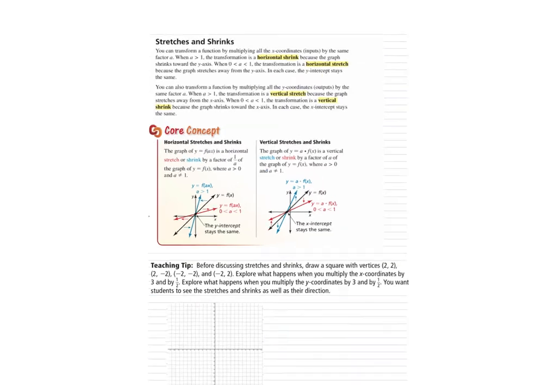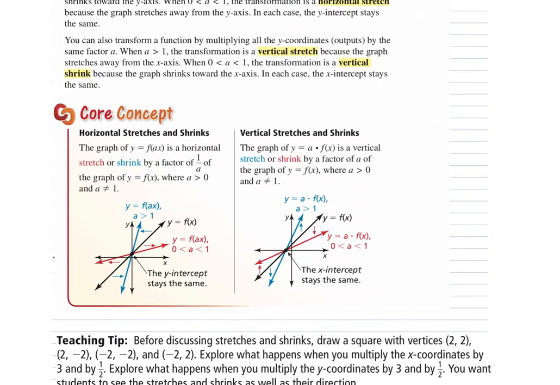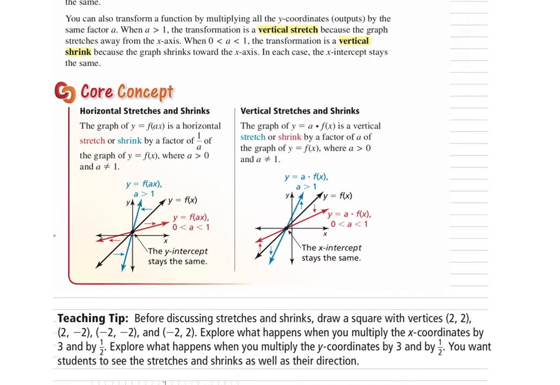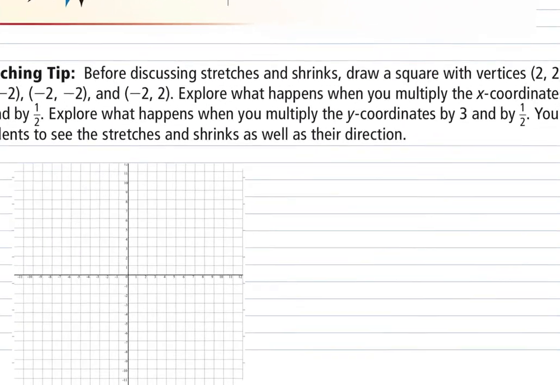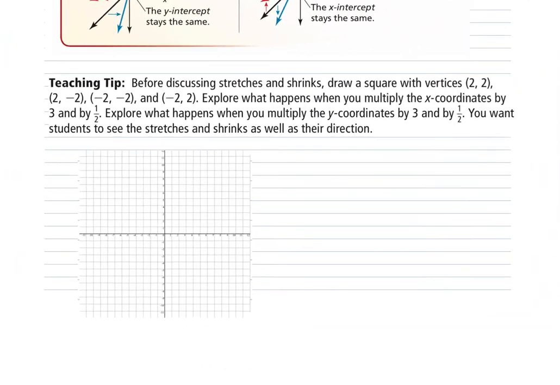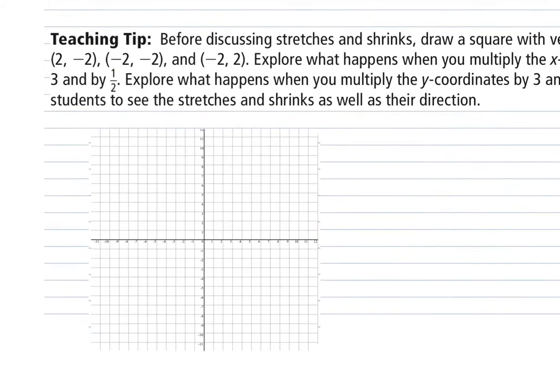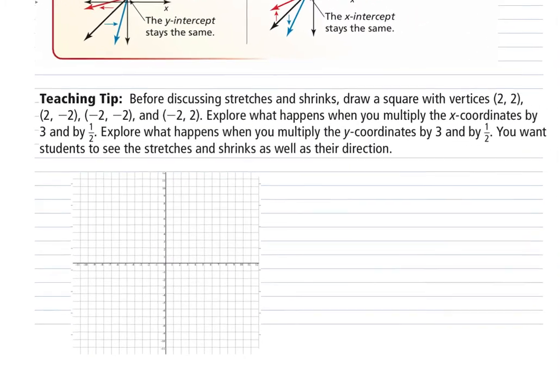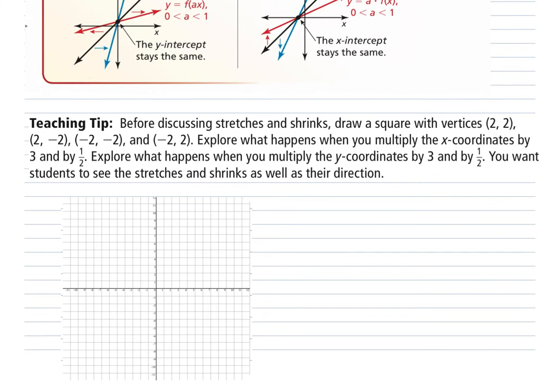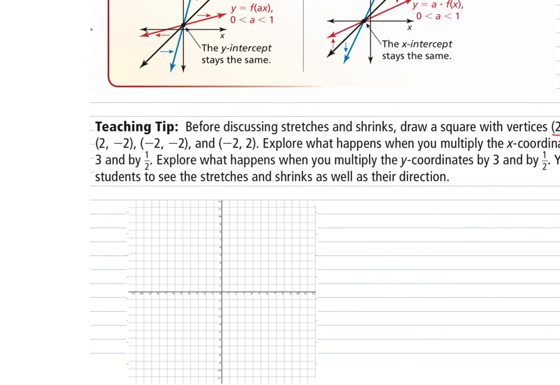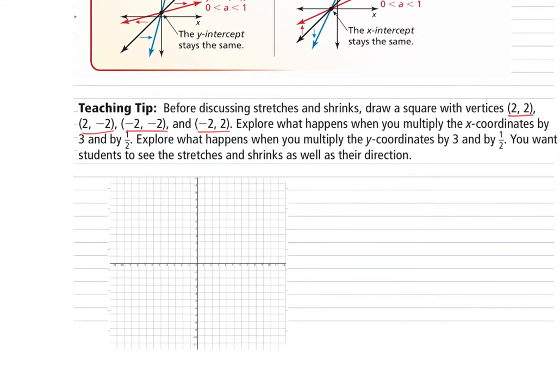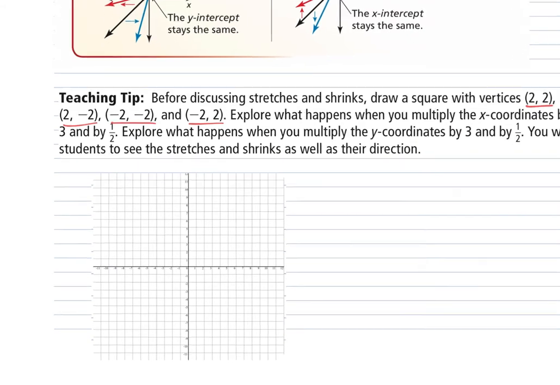Okay. So before we start talking about what a horizontal and a vertical stretch or shrink looks like, go ahead and go all the way down to this teaching tip, okay? I want to show you guys what a stretch looks like so you guys know how to identify it, okay? We're going to plot these 4 points to draw a little square, okay? So go ahead and plot 2, 2, 2, -2, -2, -2, and -2, 2. Plot all 4 of those points and then label them, okay?